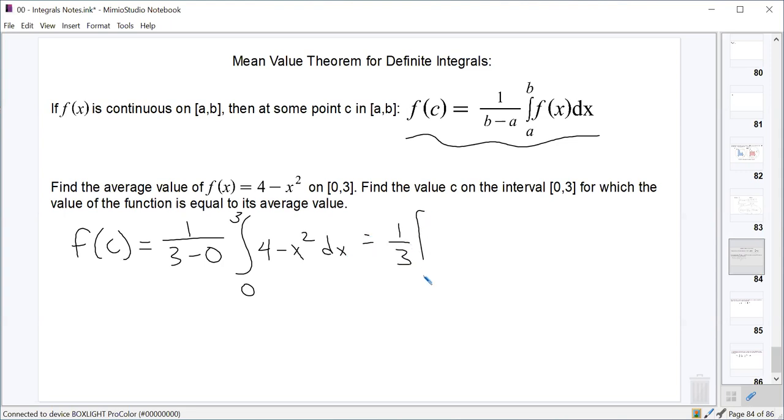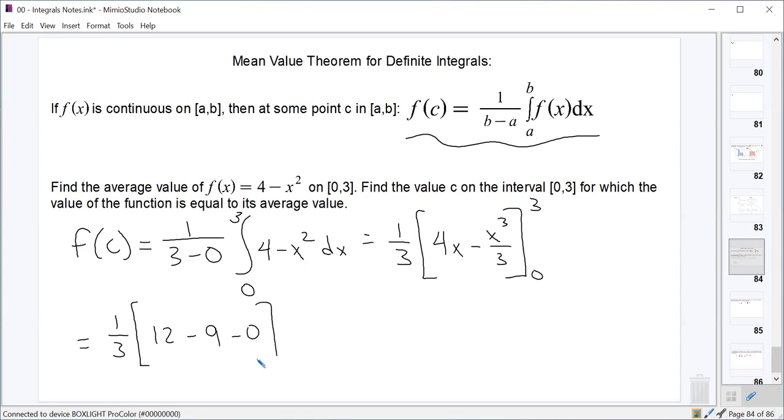So this should be pretty straightforward. This is now just 1/3 of this integral. Well, the integral of 4 minus x squared is 4x minus x cubed over 3. And we'll evaluate that from 0 to 3. So that's just going to give us 1/3 of, well, 4 times 3 is 12. And we've got 12 minus 3 cubed is 27. If we divide that by 3, we've got 9. So 12 minus 9. And then minus, well, if I plug in 0 to 4x and x cubed over 3, that's all just 0. So what we're looking at here now is 1/3 of 3, which is just 1. So the average value of 4 minus x squared on the interval 0 to 3 is 1.